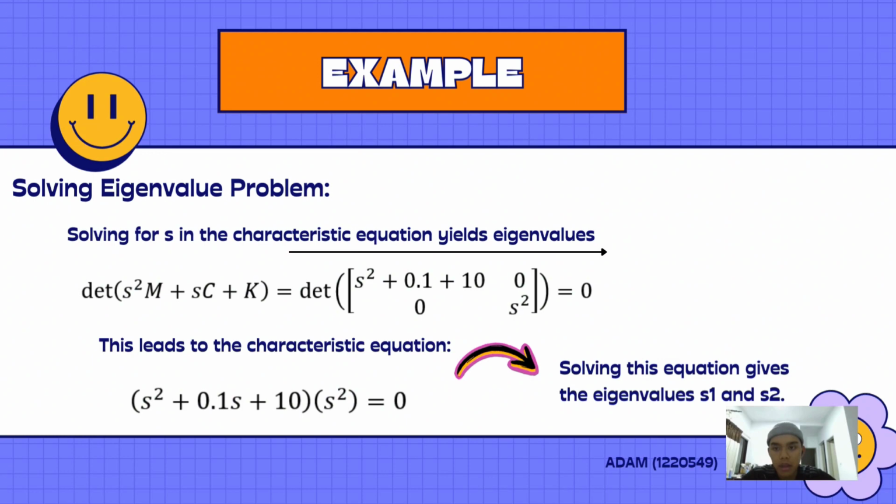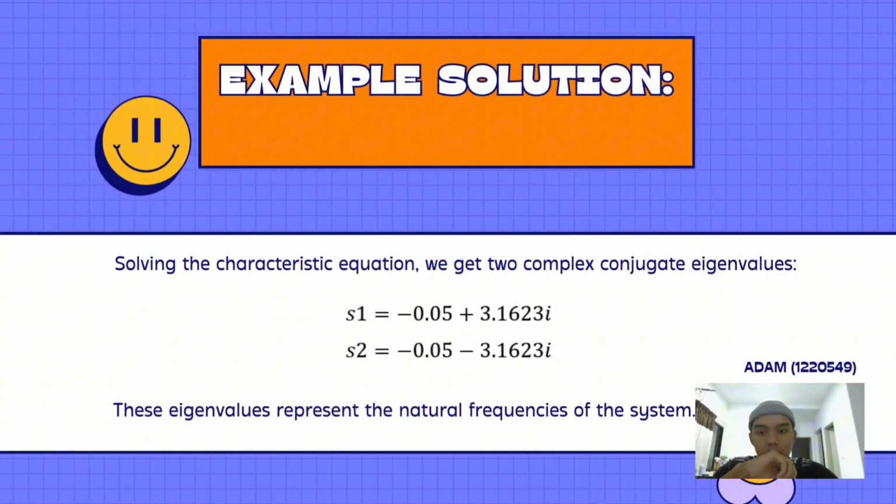So, as mentioned earlier, by solving the eigenvalue problem, we need to solve for s in the characteristic equation so that it will yield eigenvalues. Solving for s gives the eigenvalues s1 and s2. As presented in the slide, the given complex conjugate eigenvalues are s1 equal to negative 0.05 plus 3.1623i and s2 equal to negative 0.05 minus 3.1623i.